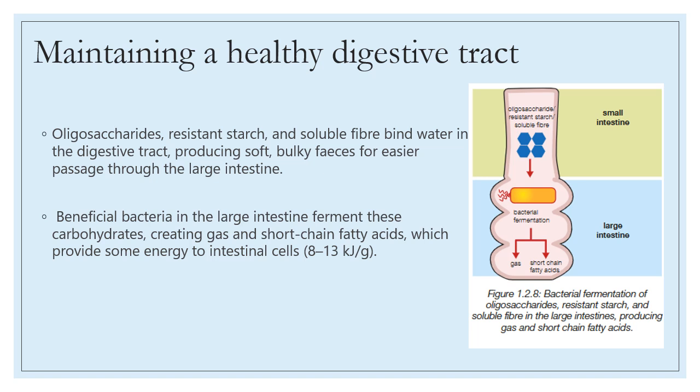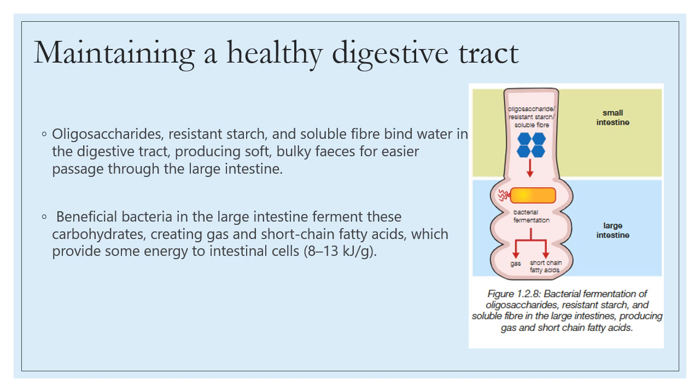So the other way is by maintaining a healthy digestive tract. Our oligosaccharides, which are 3 to 10 monosaccharide unit sugars, such as things like resistant starch or soluble fibres, bind in the digestive system, producing this soft, bulky feces for easy passage through the small intestines.